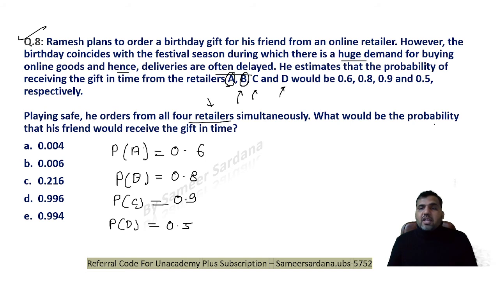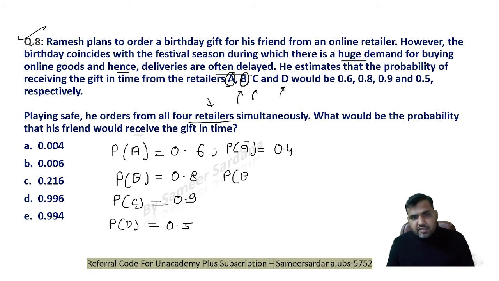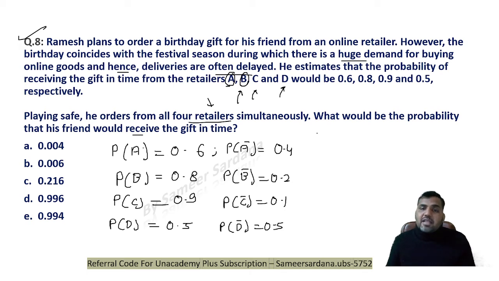Now we are supposed to find the probability that his friend will receive the gift. So there's a complementary case and an independent event case. All these events are independent. The probability that he is not receiving the gift from A is 0.4. The probability that he is not receiving the gift from B is 0.2. The probability that he is not receiving the gift from C is 0.1. The probability that he is not receiving the gift from D is 0.5. Now the probability that he is not receiving the gift, right?